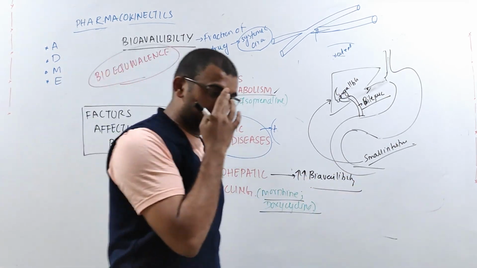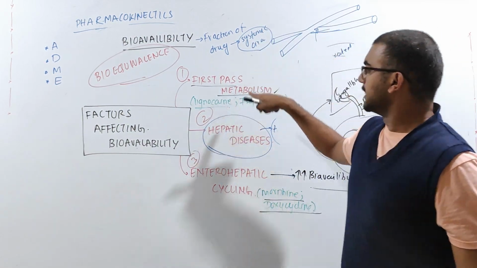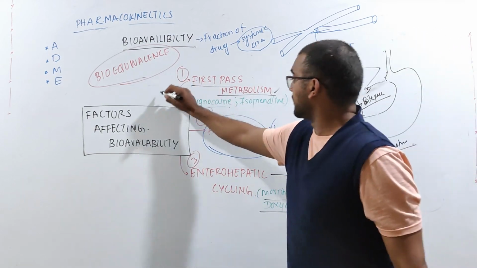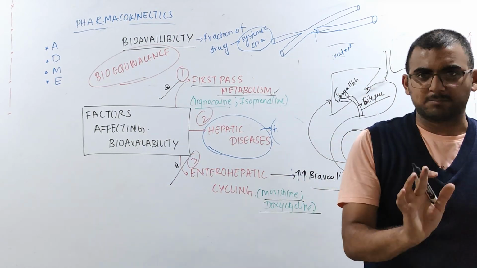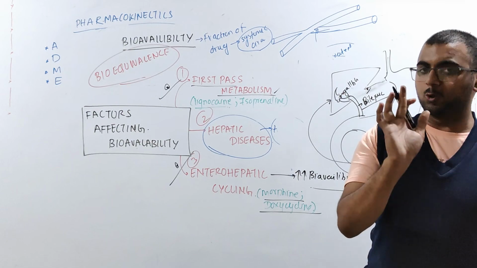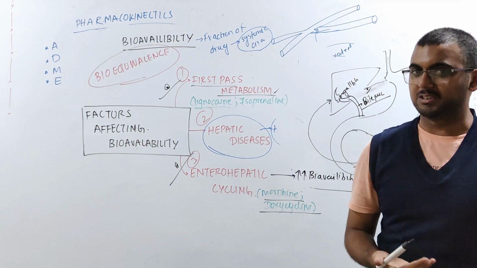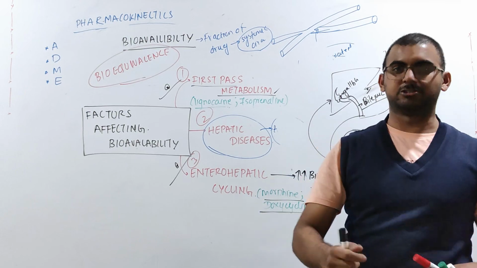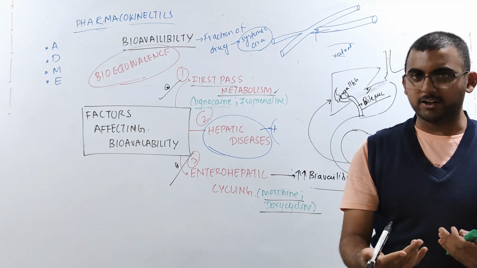The main factors that are affecting over here, all the factors of absorption, and you are having your first pass metabolism, hepatic diseases, and your enterohepatic cycling. In this, first pass metabolism and your enterohepatic cycling is a very important concept. So always try to remember, drugs which are going to have high first pass metabolism, we usually won't give in the oral format. We will try for some different route of administration like IV or some other route, in which we can increase the bioavailability.